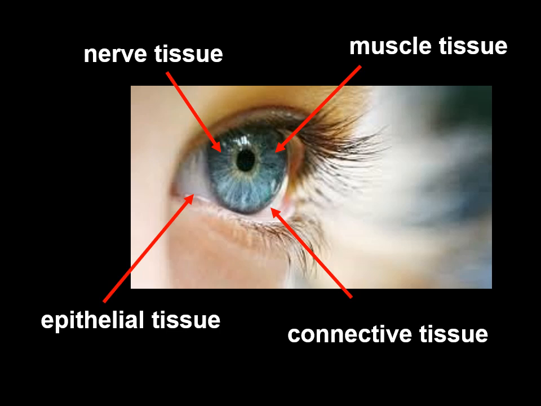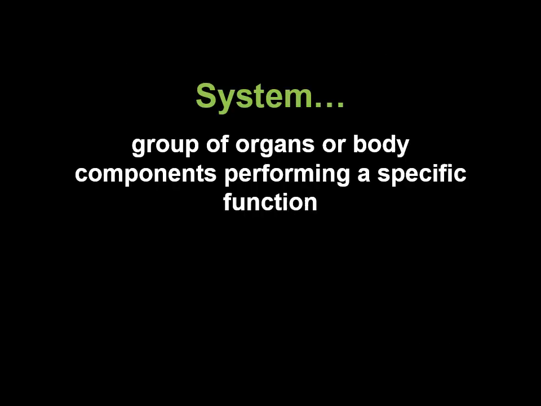You have epithelial tissue that makes up the sclera, or the white part of your eye. You have connective tissue. You have muscle tissue that actually can move the iris muscles back and forth. And that's going to be a general theme when we look at organs. They could be made of all four of these or anything up to four types of tissue.